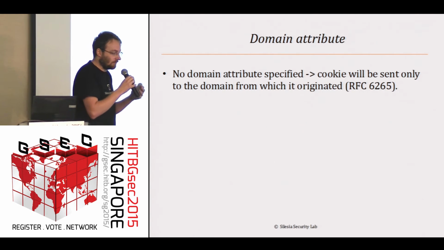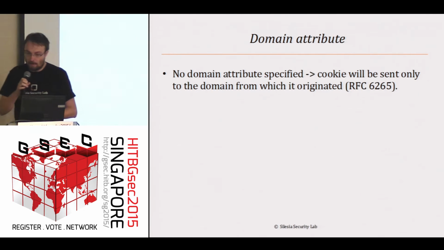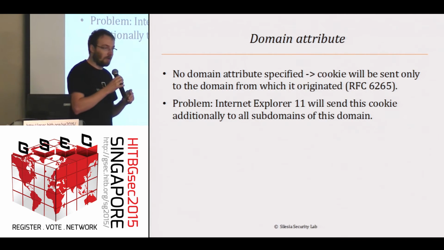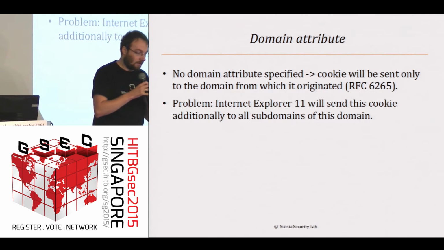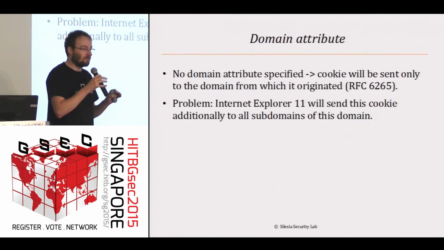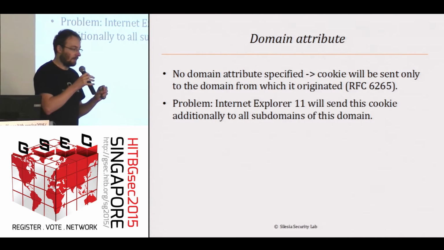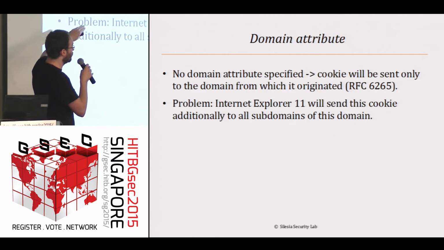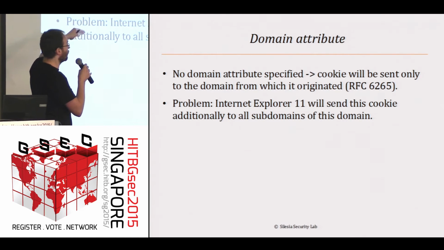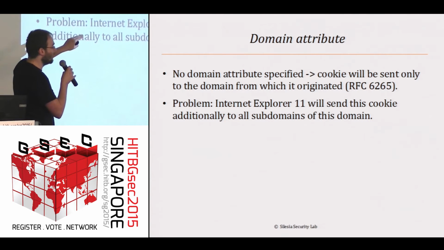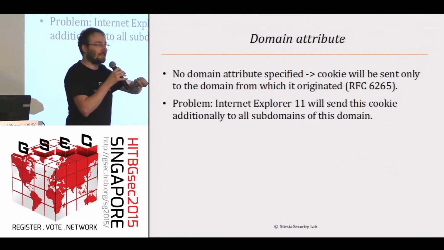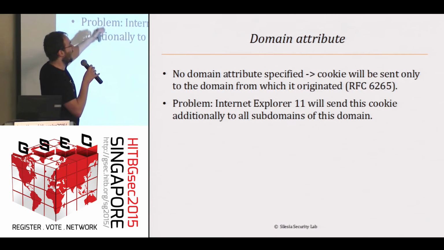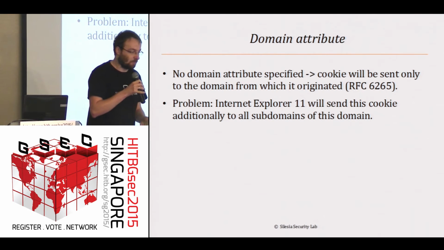But the question is, as always, are there any problems with this? The answer is yes, there are. In Internet Explorer 11, again, the most up-to-date, well, actually, Internet Explorer 11 just ignores it. I mean, if the domain attribute is not specified, then as a browser you should only send this cookie to the domain from which it originated. But Internet Explorer 11 will send it also to all subdomains of this domain. So it is completely not taken into account by Internet Explorer.